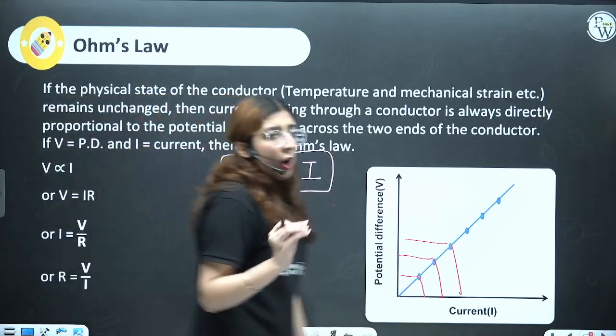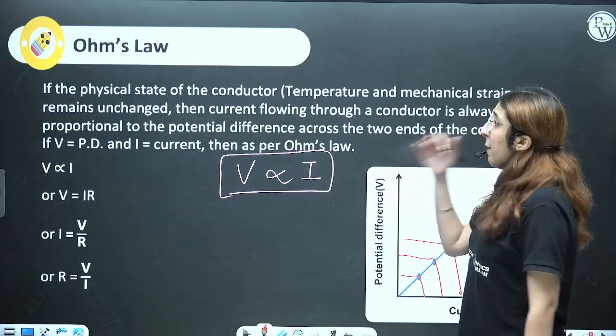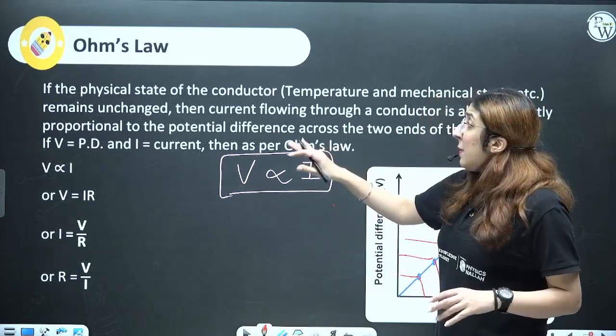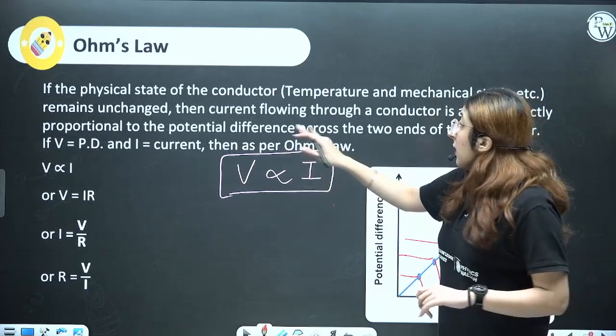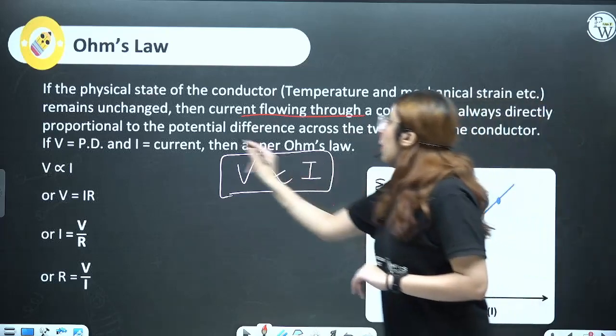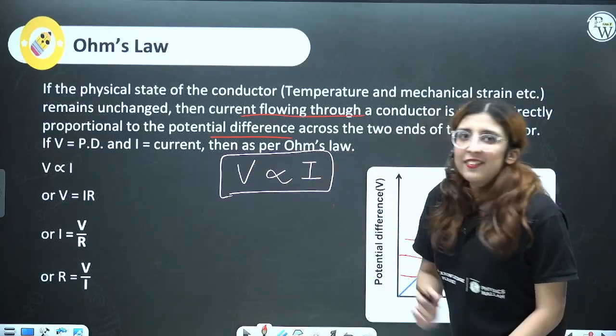Okay, so when we talk about the statement, have a look. If the physical state of the conductor, that is temperature, pressure, everything remains unchanged, then the current flowing through a conductor is always directly proportional to the potential difference.